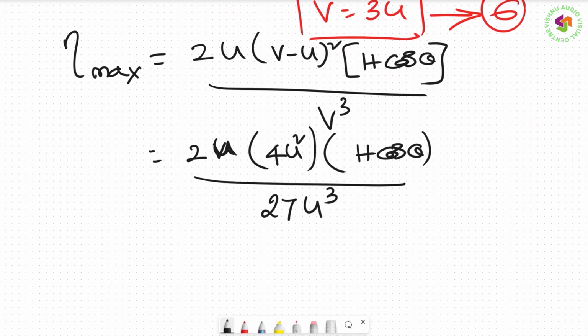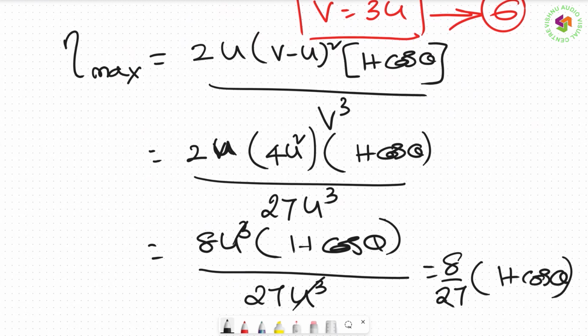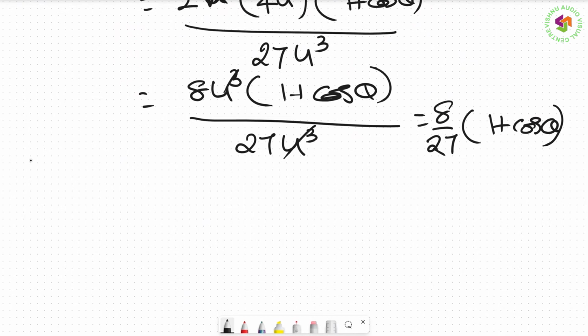So finally what will happen? It is 8u cubed into (1 plus cos theta) by 27u cubed. So u cube cancels. What is the maximum efficiency? 8 by 27 into (1 plus cos theta). This is the maximum.